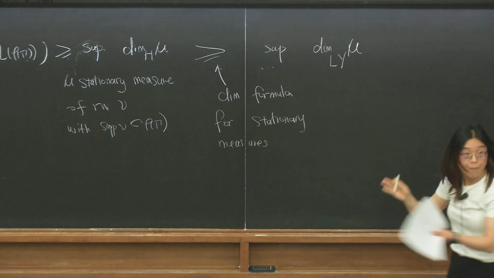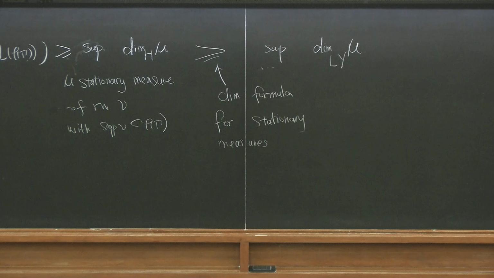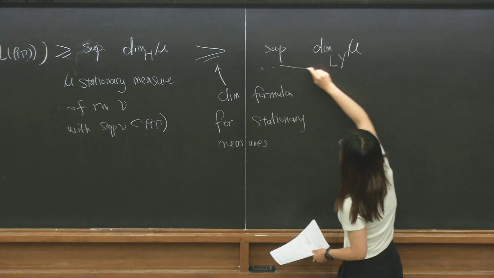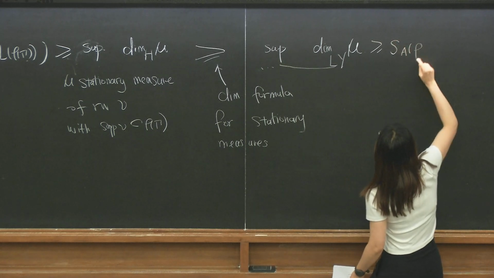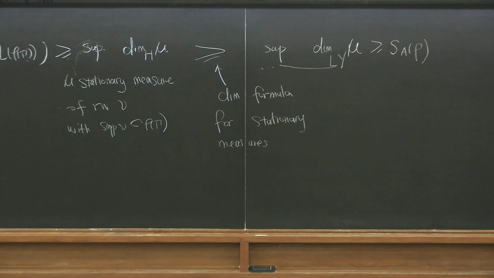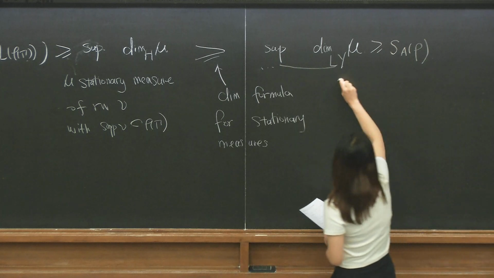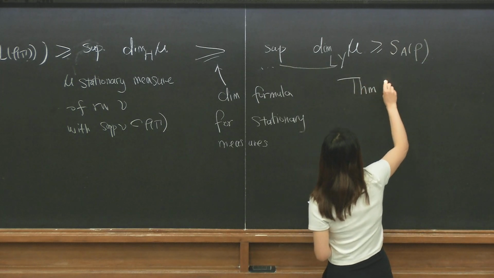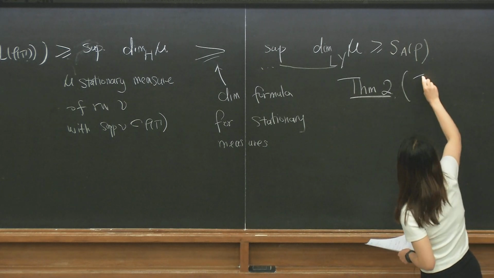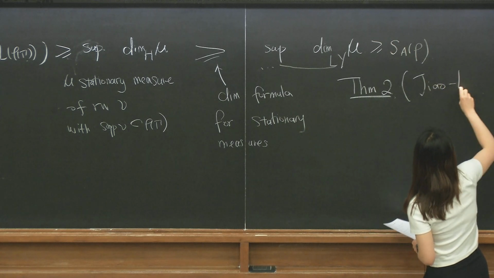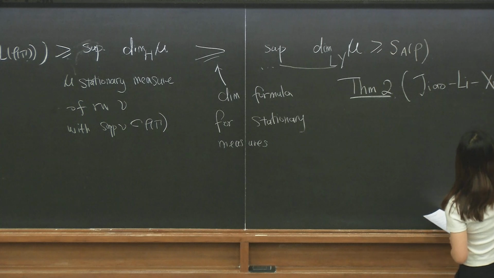From here, we can see that to finish the proof of theorem 1, we just need to bound this quantity below by the affinity exponent. This is what we call the variational principle. So let me write down the statement. This is theorem 2. This is joint work with Yu Xiangjiao, Li and Xu, and Pan.